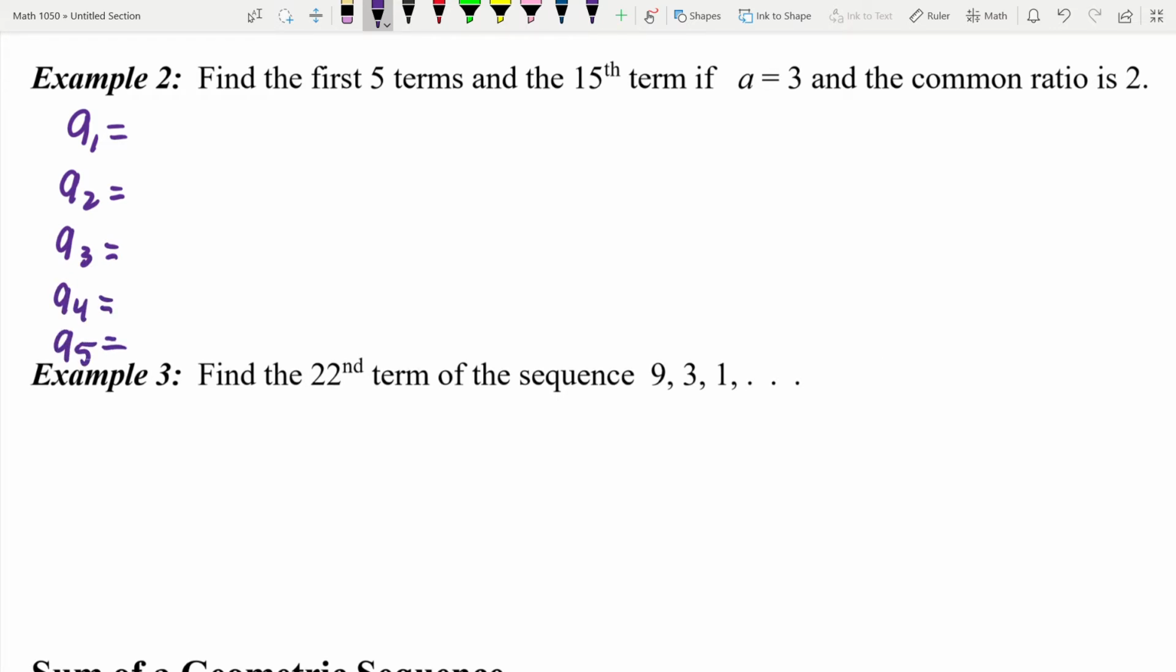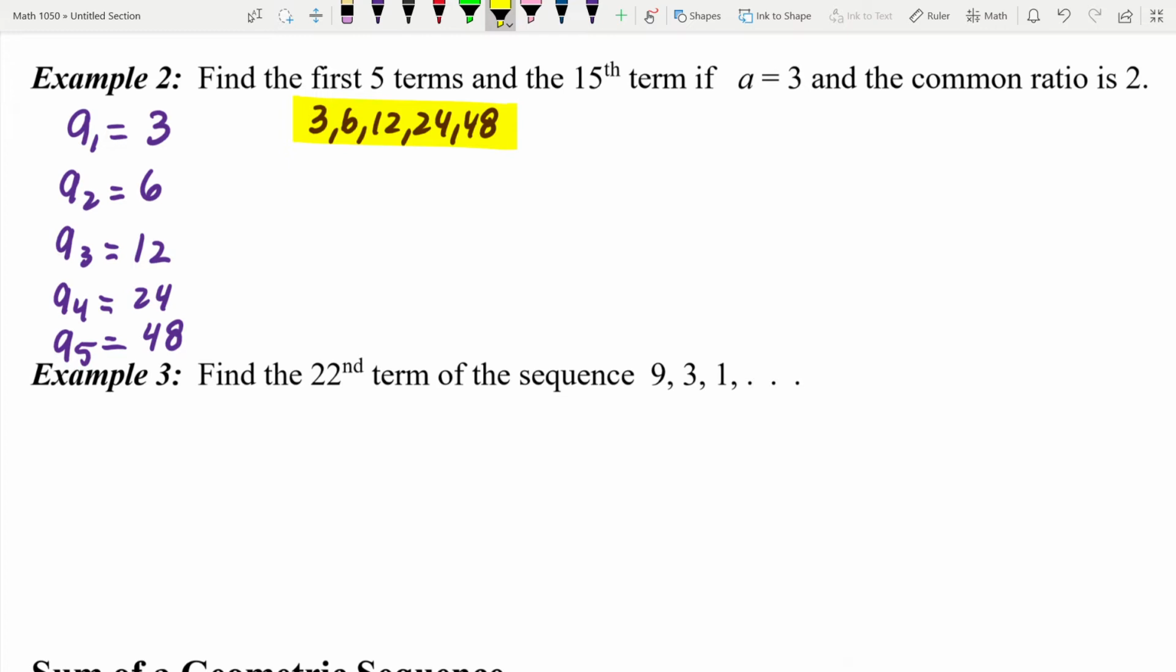Okay? So the first term is a 3. And then, you guys, the common ratio is a 2, which means I'm multiplying by 2 every time, right? So 3 times 2 is 6, 6 times 2 is 12, 12 times 2 is 24, 24 times 2 is 48. Now, if this were on my final, I'd go 3, 6, 12, 24, 48, and I'd write it like that, okay? That's all we have to do.